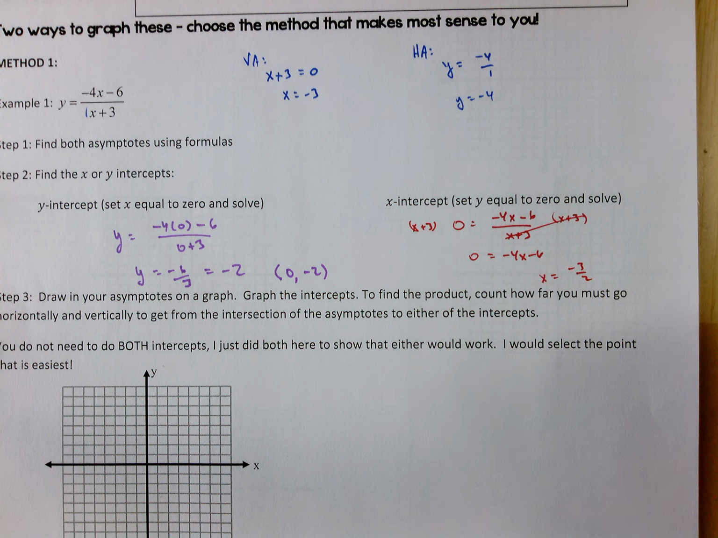Okay, great. So now what are we going to do? Now we go to our graph. I'm going to start by putting in my two asymptotes. My asymptotes were x equals negative 3 and y equals negative 4. So here's x equals negative 3 and y equals negative 4.